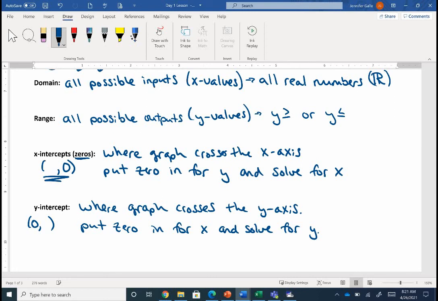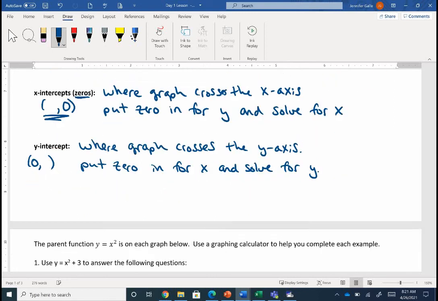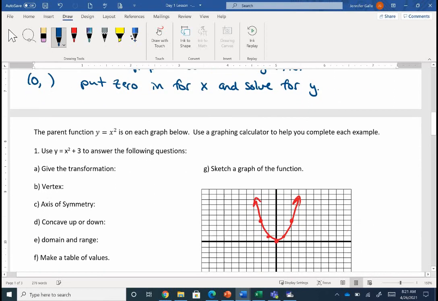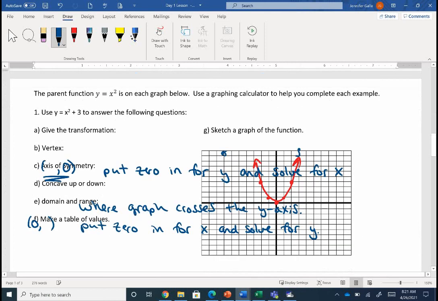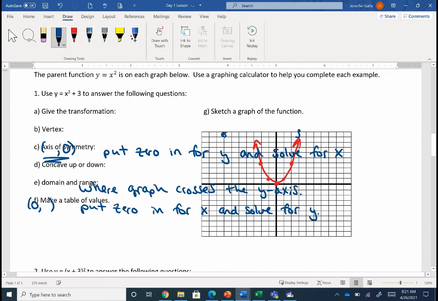Okay. So if you go to the back side of the first sheet, we're going to start playing around with that parent function. And to do that, we're going to use our graphing calculators just like we did with our exponentials. Whoa, hang on.